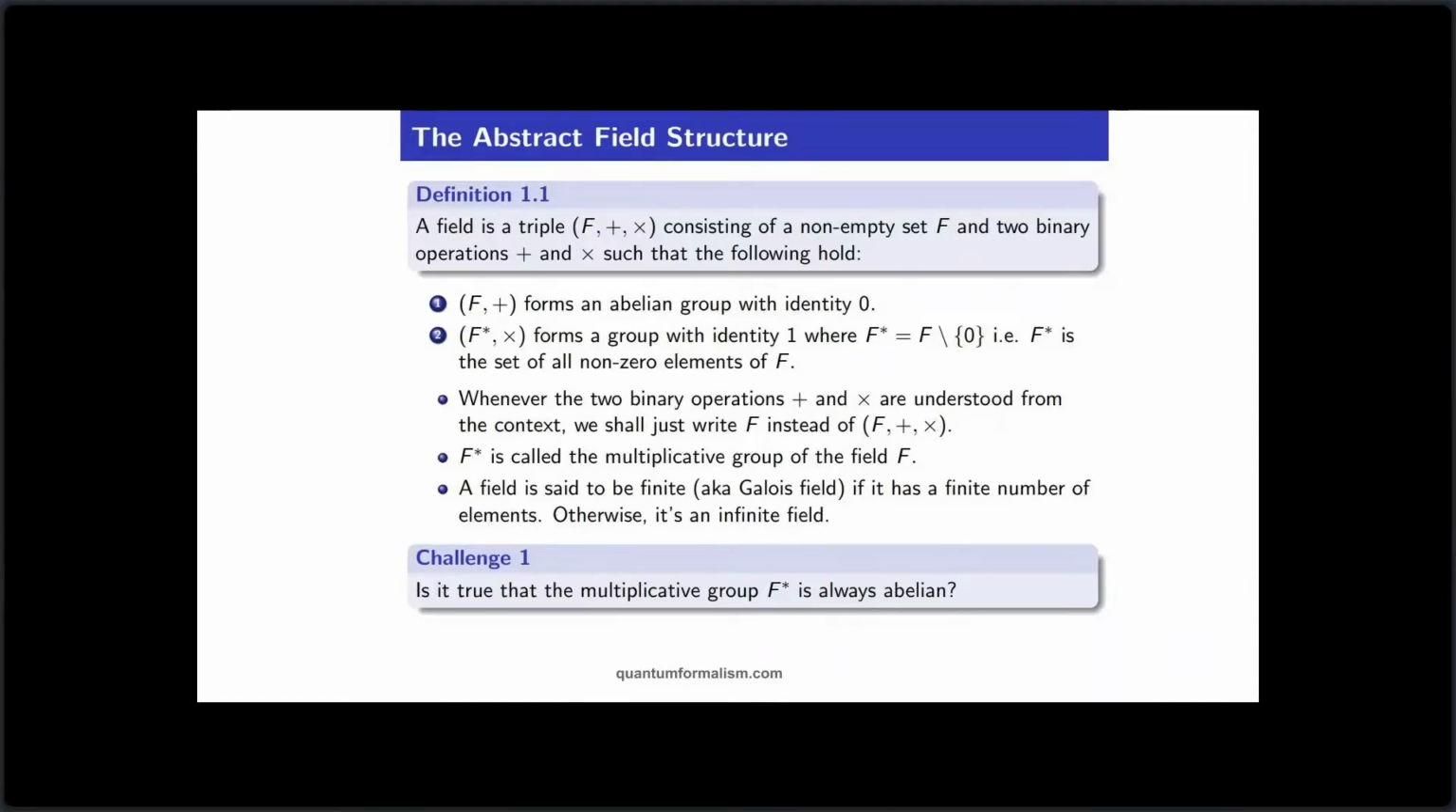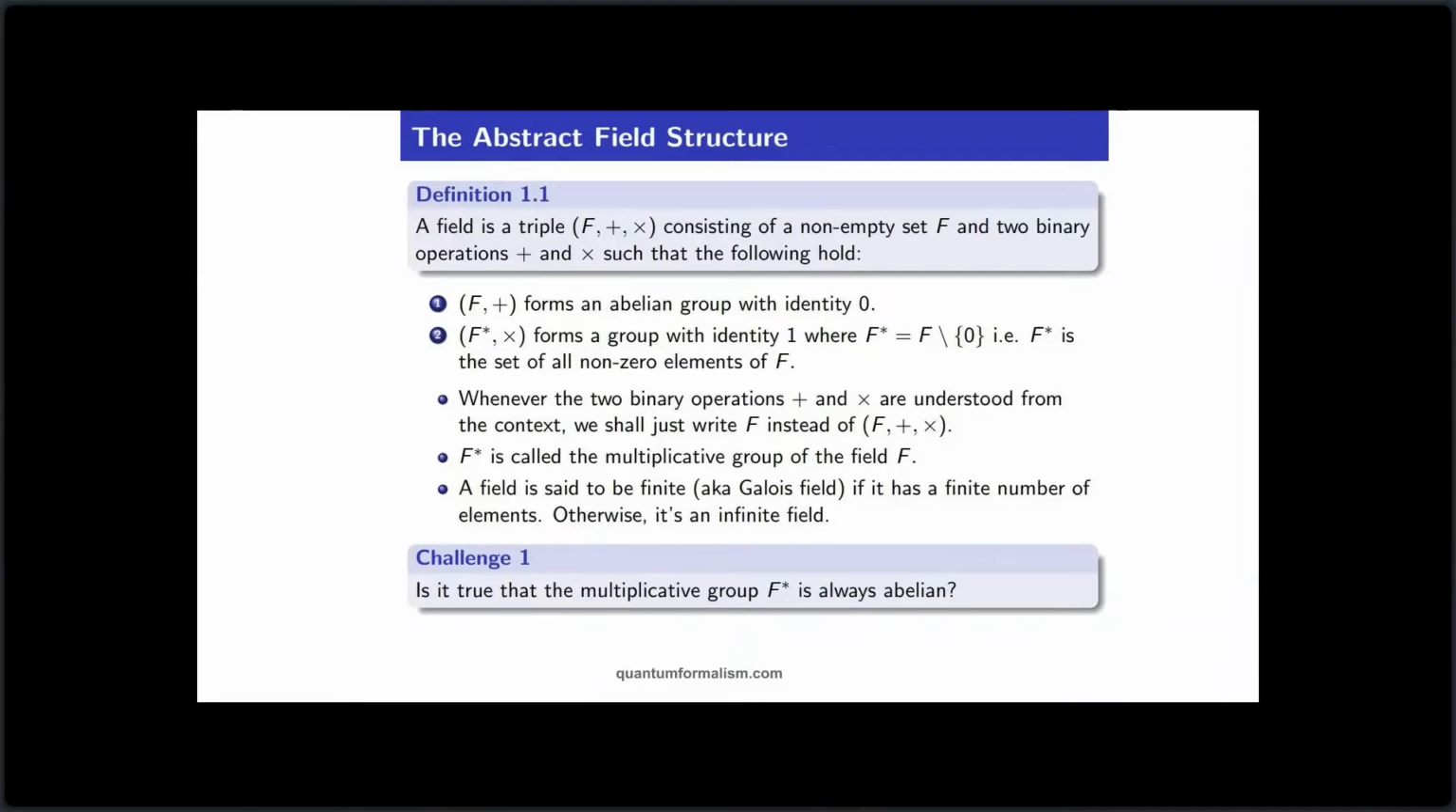F star under the binary operation times forms a group with identity, where this F star is the set of all non-zero elements of this set F. So this is a group. If you remove 0, the thing that happens to be the identity of the additive abelian group, then you should get a group.